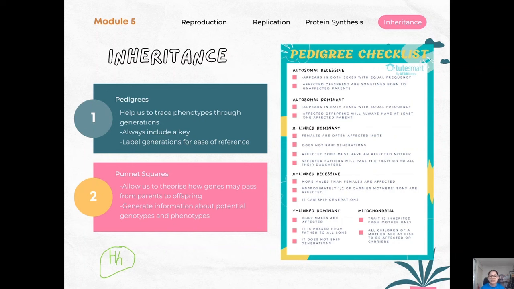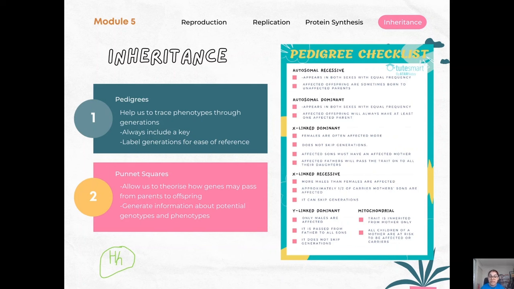Y-linked dominant, we don't actually see a lot of questions about that, but you can obviously see them. Remember, only males have a Y chromosome, so only males will be affected. It will be passed from father to all sons, because they get the Y chromosome from the father, and it does not skip a generation because it's dominant.